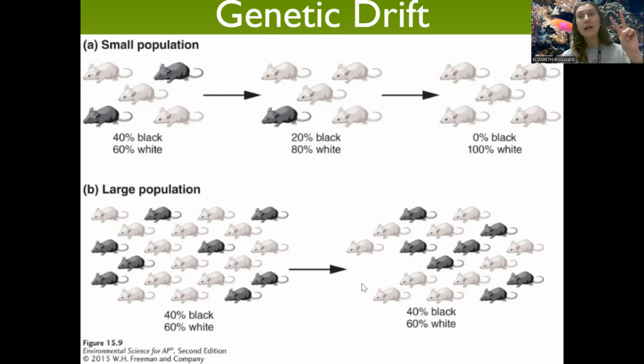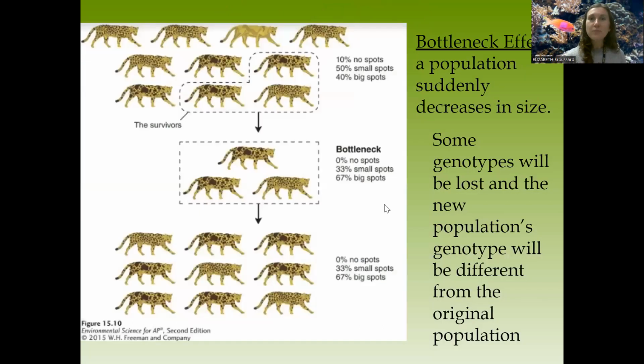Now, there are two subtypes of genetic drift that you should be familiar with. Again, with genetic drift, we're talking about random mating instances that are going to affect the genetic composition of an area, also known as evolution. One of those is the bottleneck effect.